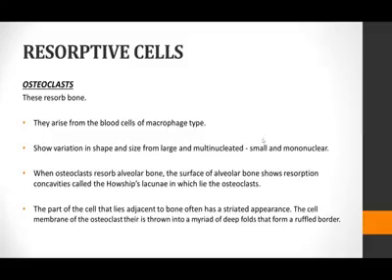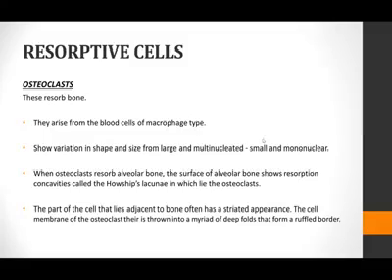Osteoclasts would resorb bone, fibroblasts would resorb collagen, and cementoclasts would resorb cementum. So starting with the osteoclast, they resorb the bone and they arise from blood cells of the macrophage type. These cells have a wide variety of shape and size, ranging from large multinucleated cells to small mononuclear cells.